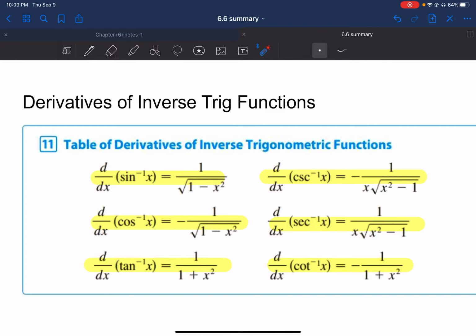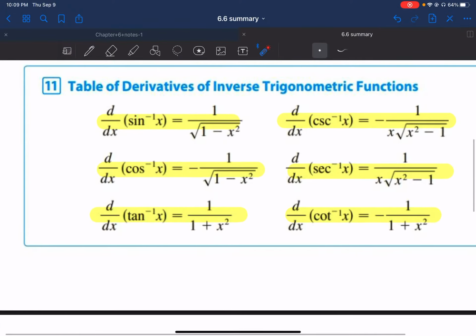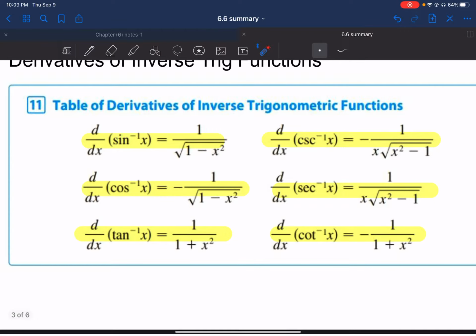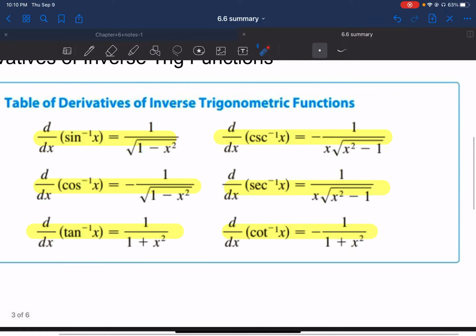As you can see right here, starting off with the derivative of inverse sine, that is equal to 1 over the square root of 1 minus x squared. The derivative of cosine inverse is negative 1 over the square root of 1 minus x squared. As you can see, it's the same as the one for sine, but just with a negative in front of it. Then we have the derivative of tangent inverse, which is 1 over 1 plus x squared.